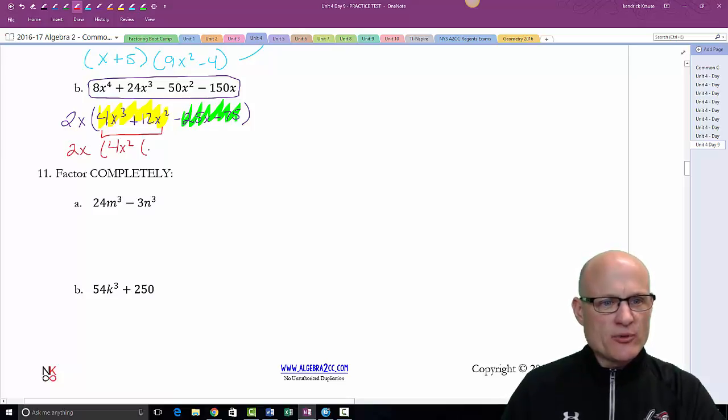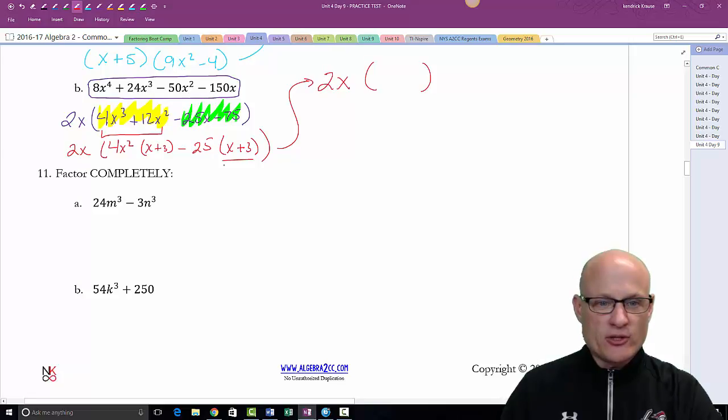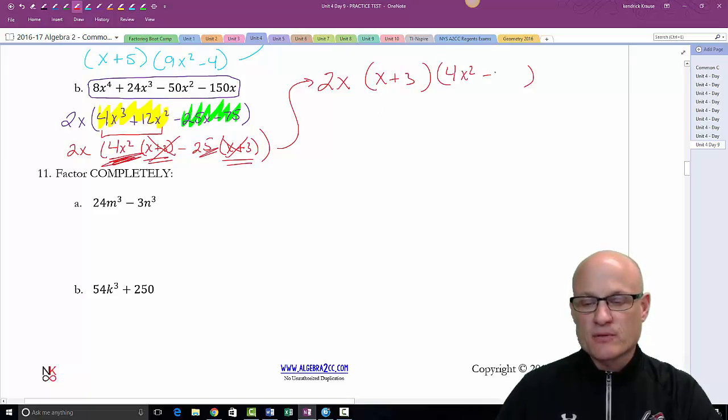And I'm left with x plus 3. Out of this one, I can take out a 25. There's another perfect square. I can take out x plus 3. So, come up here. Leave the 2x. My first set of parentheses is going to be x plus 3. My second set is going to be 4x squared minus 25. But this is the difference of perfect squares, so you got to keep going.